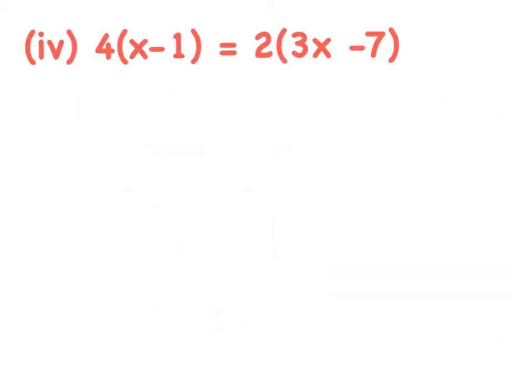Okay, my second example here is a longer version, but nonetheless the same method is required. So here you can see I've got a 4 bracket x minus 1, remember brackets mean multiply, is equal to 2 bracket 3x minus 7, and again brackets mean multiply. I'm going to work out my brackets first of all. That should always be your first step. Okay, so I'm going to do it by expanding the brackets and then also by the box multiplication method so that we can, whichever one that you choose to do.